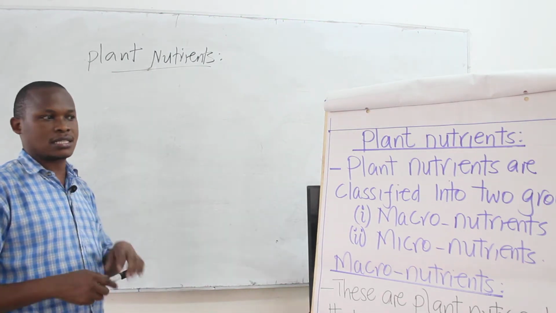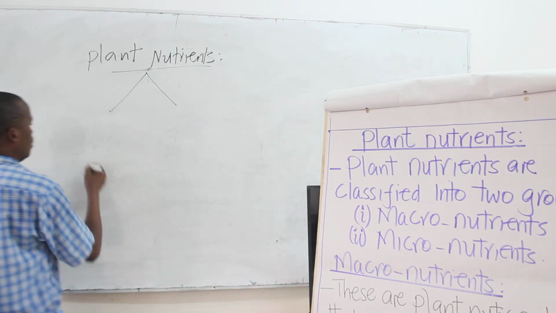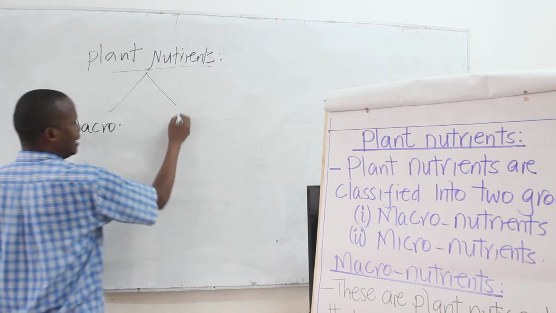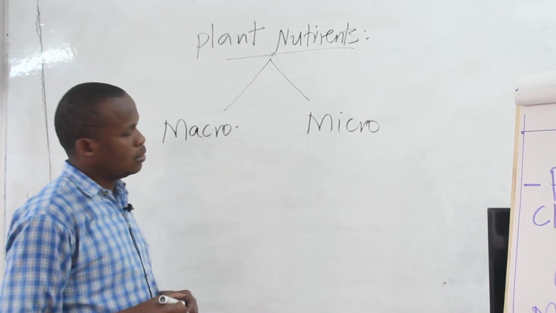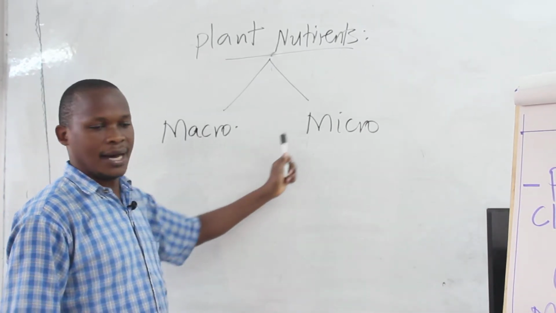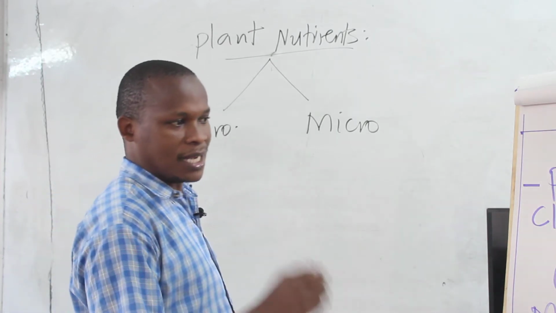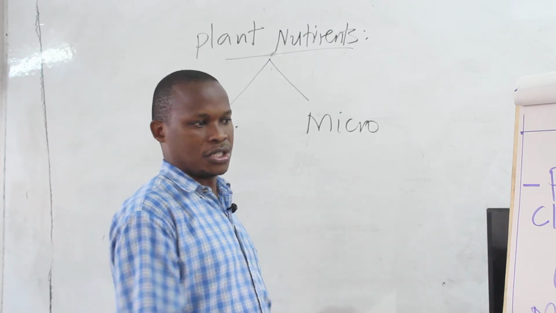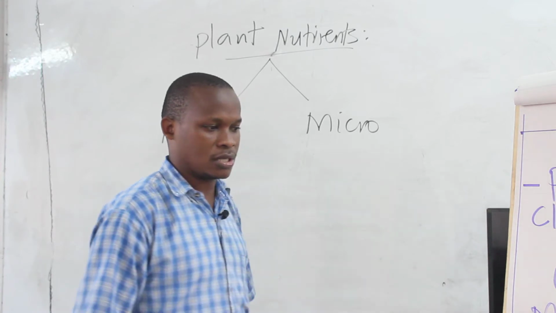Plant nutrients are classified into 2 groups. We have macronutrients and micronutrients. We need to differentiate the 2, macro and micro plant nutrients.